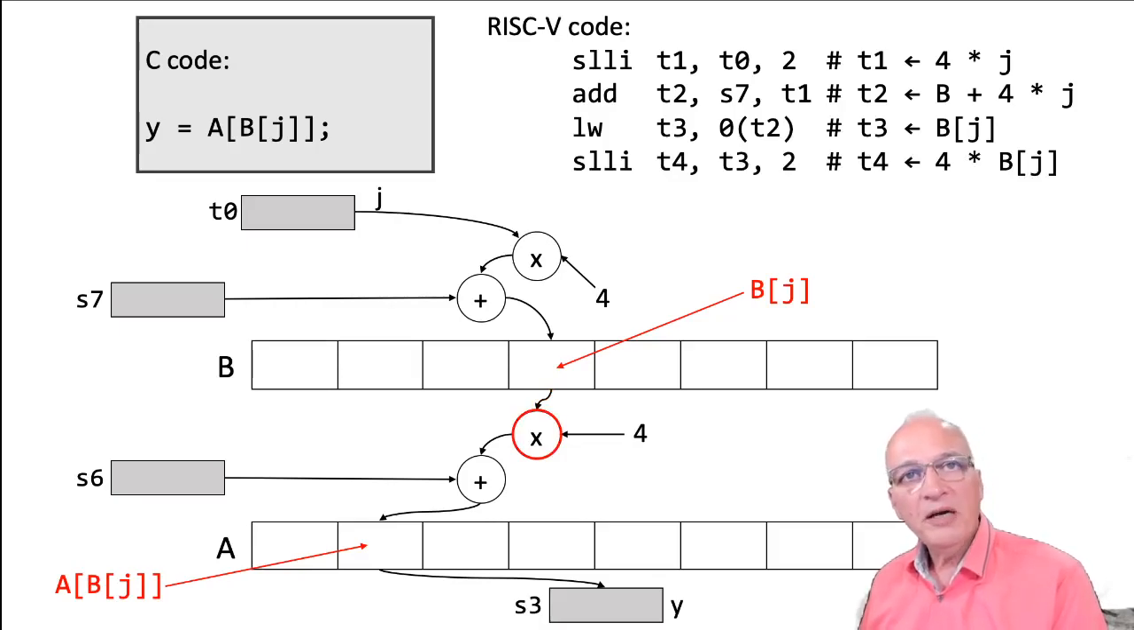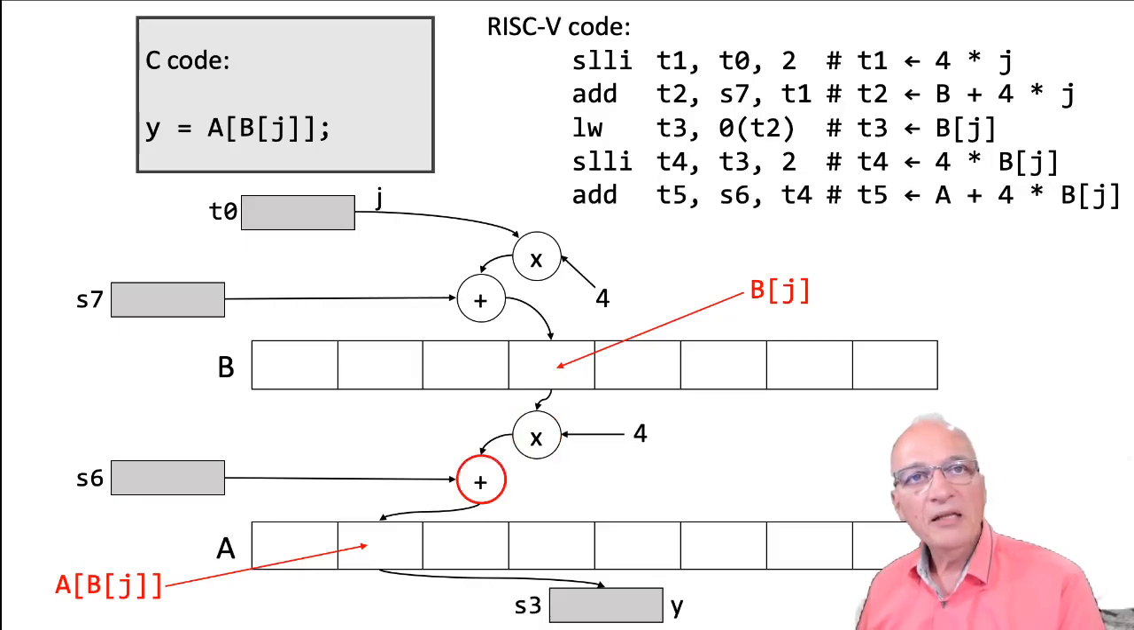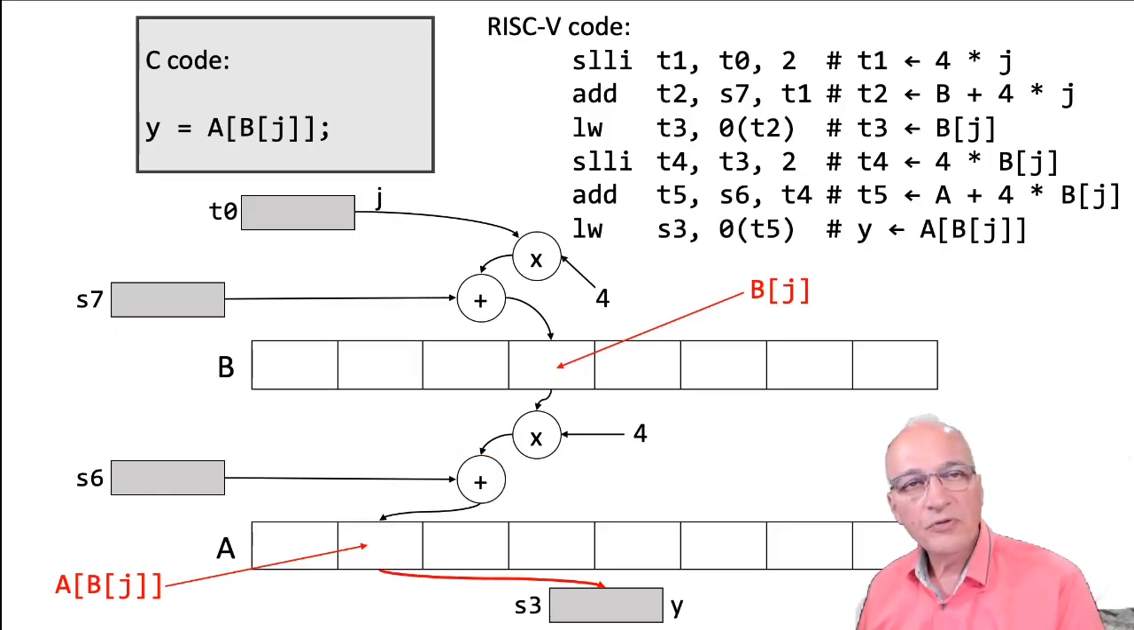Now I will multiply the value that I obtained from memory by shifting it left logical immediate by 2, and my new temporary is T4. Then I'm going to add the value of this temporary to the base of the array A, which is in S6, to obtain T5. And now I can load from that memory position and put the result into S3, which is where Y is. So this more complex example is just to illustrate that the expression that I use to obtain the index of an array can be complex.